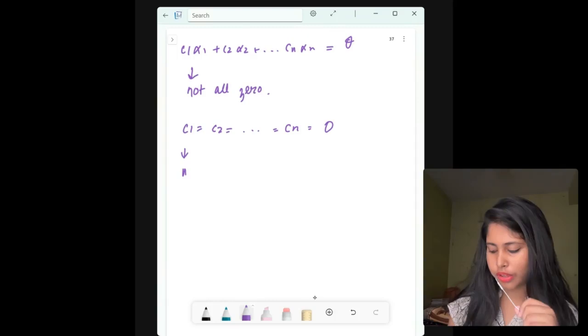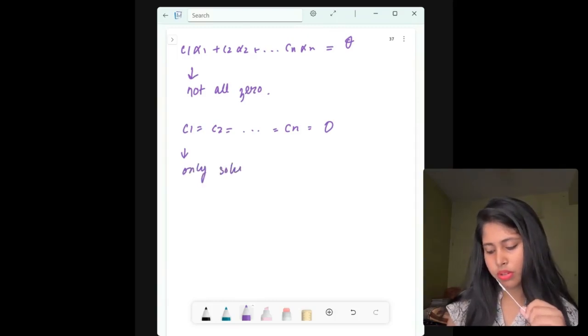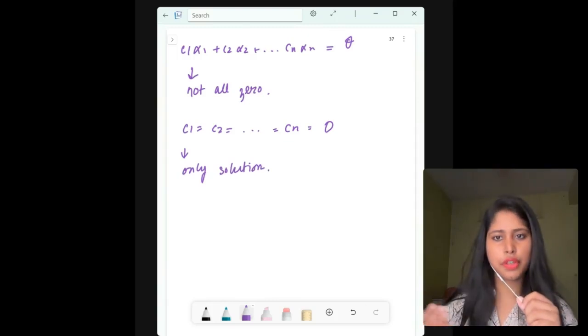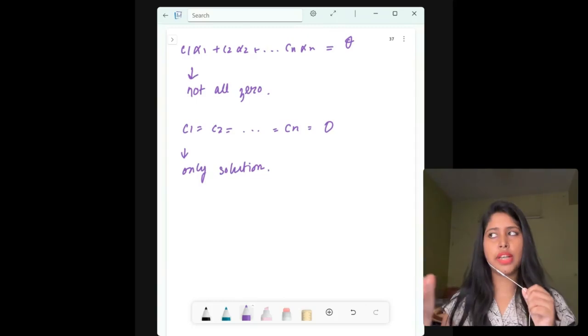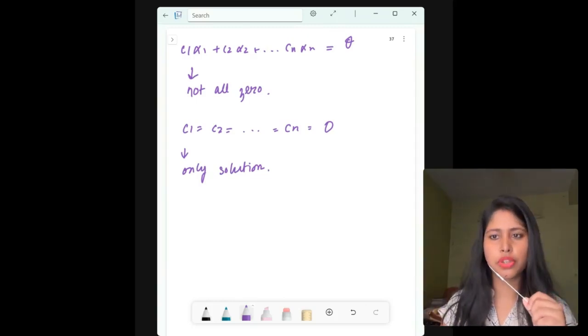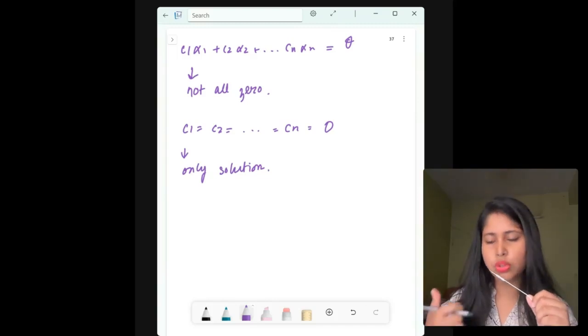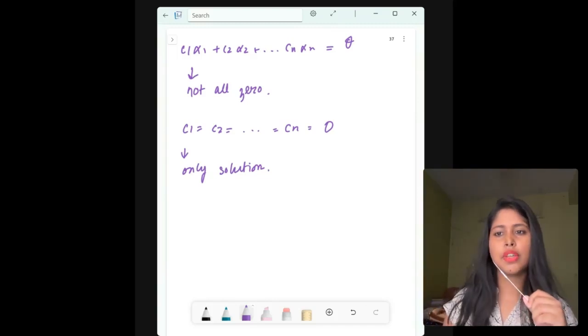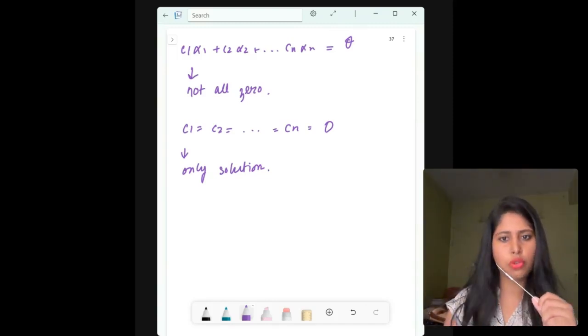So here you're going to write only the solution for this kind of equation. Okay, so that is it. Every problem we do today boils down to this setup of this equation, right? You need to first set up the equations, then solve the system of equations, and then check whether the solution is non-trivial or not.